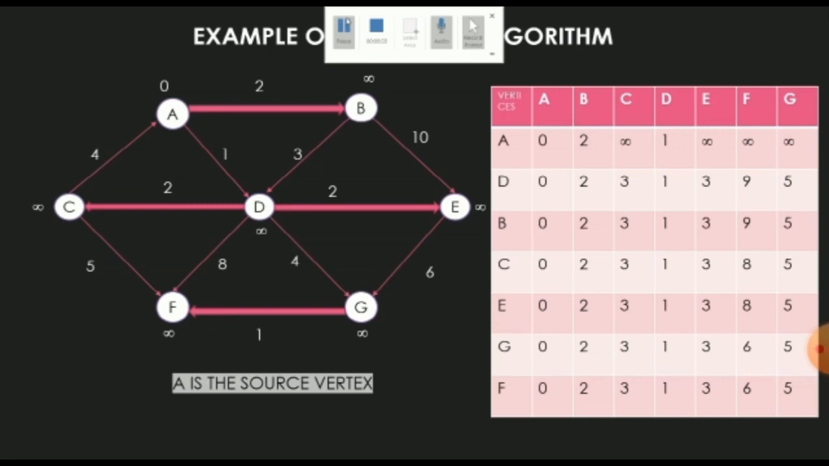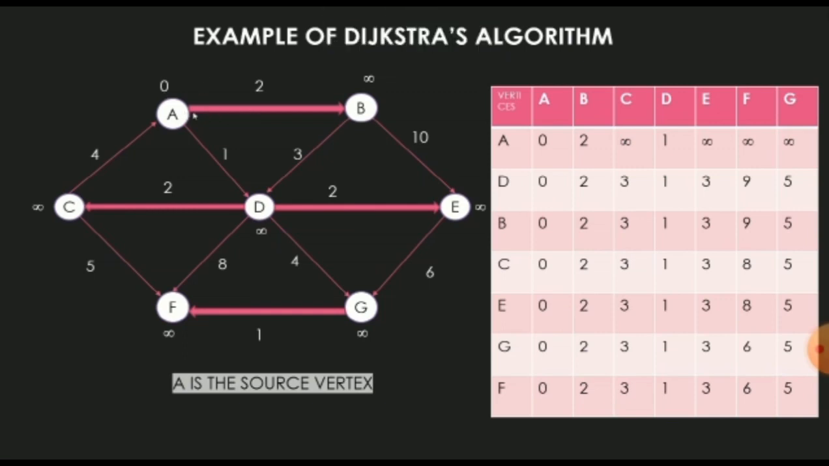As A is the source node, we visit A first. From A, we have two edges, one to B and another one to D. The edge weight of AB is 2 and the edge weight of AD is 1. So with respect to the edge weight, the weight of B changes to 2 and the weight of D changes to 1. As we don't have any other edges to any other vertices, the weight of other vertices remains infinity. We compare the weight of B and D. Here D has the smaller weight, so we visit D as the next node.